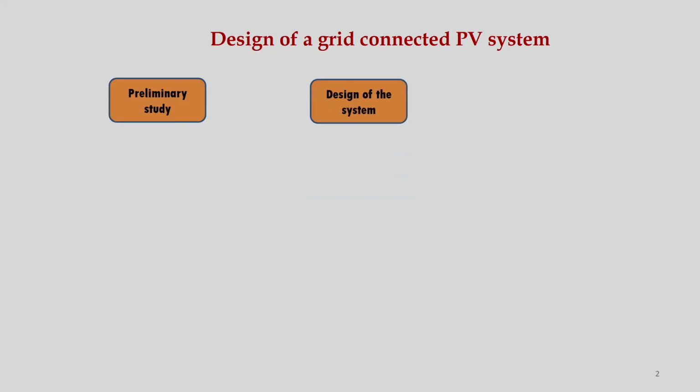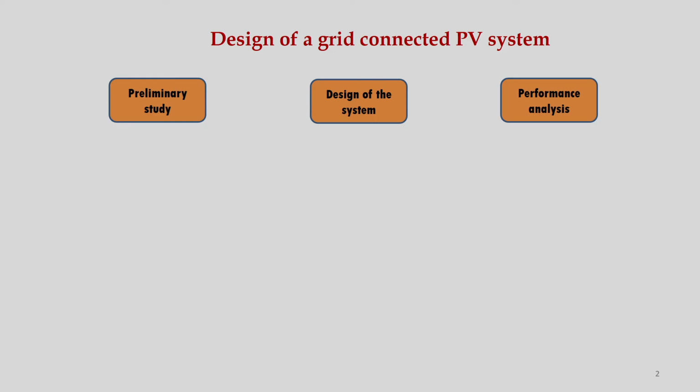Dear students, today we will be discussing the design of a grid connected PV system. So, in the design of a grid connected PV system, what are the different steps? The first step is preliminary study, the second step is design of the system, and the third step is performance analysis.